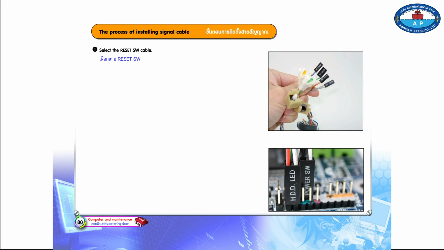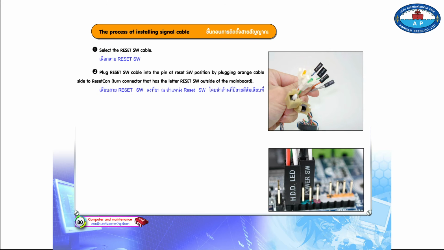Page 80. The process of installing signal cable. Number 1. Select the Reset SW cable. Number 2. Plug the Reset SW cable into the pin at the Reset SW position by plugging the orange cable side to Reset CON. Turn the connector that has the letters Reset SW to the outside of the mainboard.